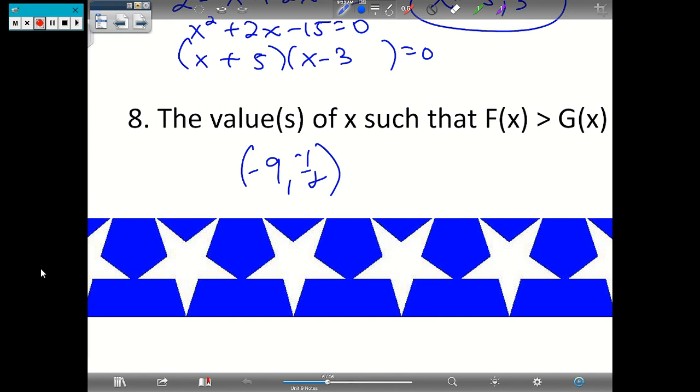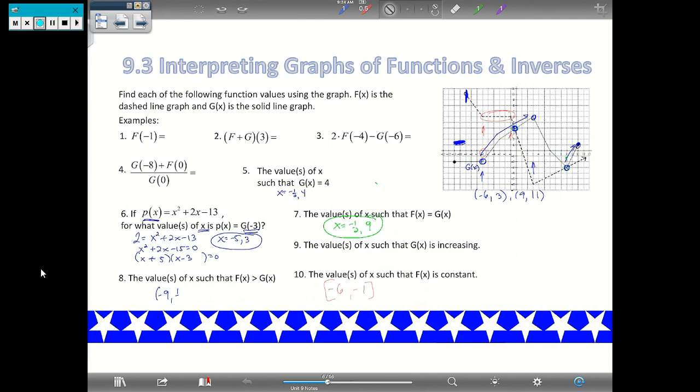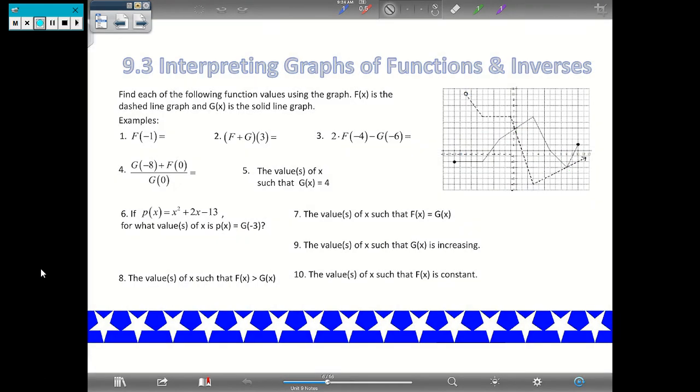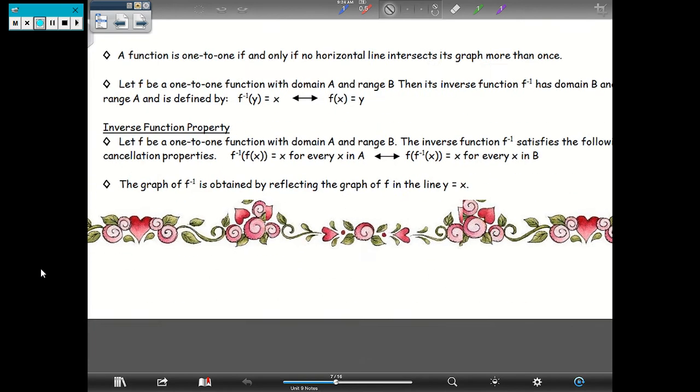So that's the lesson on the graphing. So you'll see there's just lots of opportunity, a lot of different things that I could ask, right? We just need to be able to read the information off of the graph itself. So let's go to the next part on inverses. So let's look at this text.